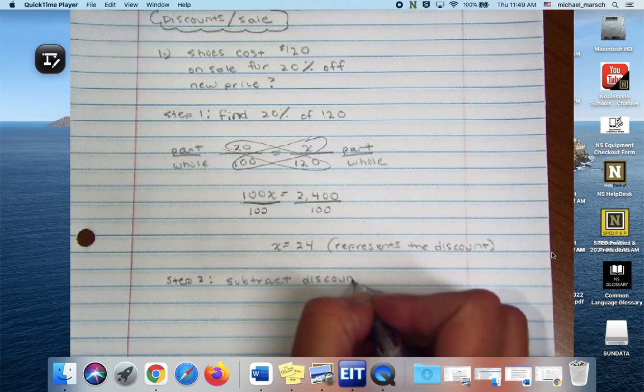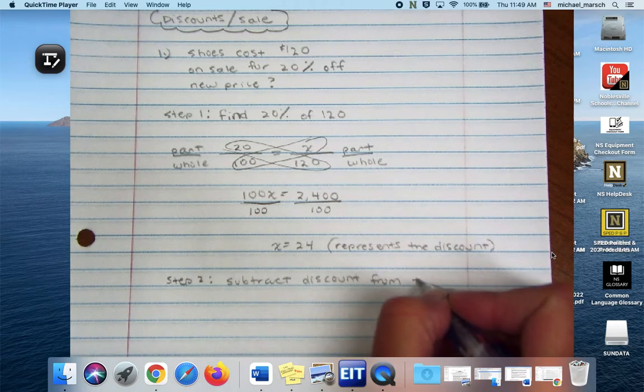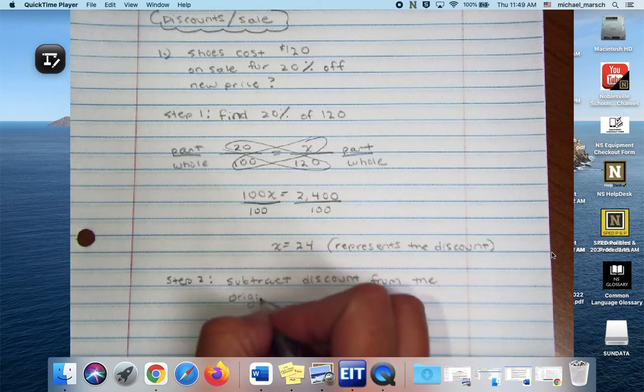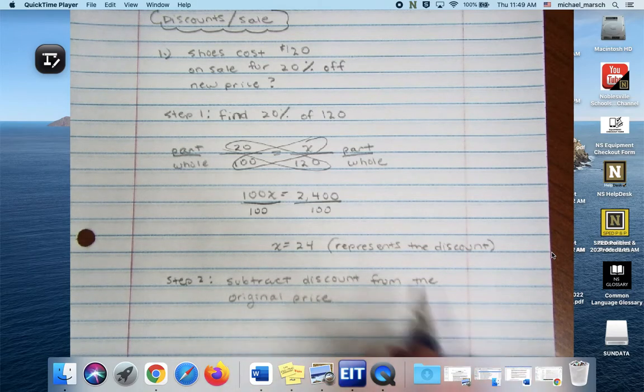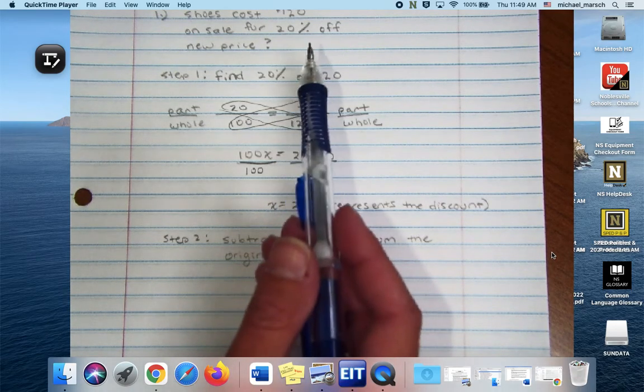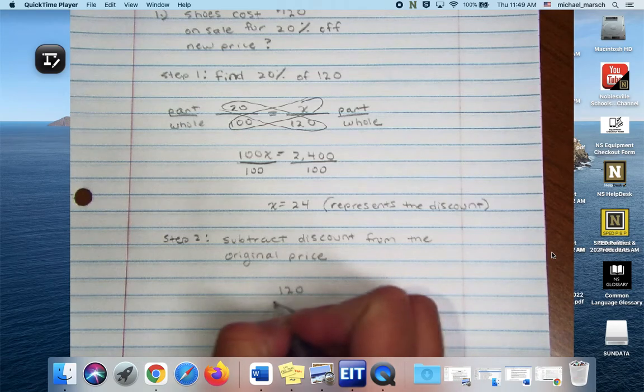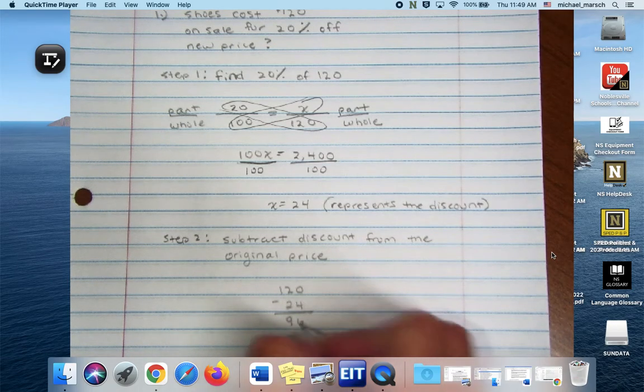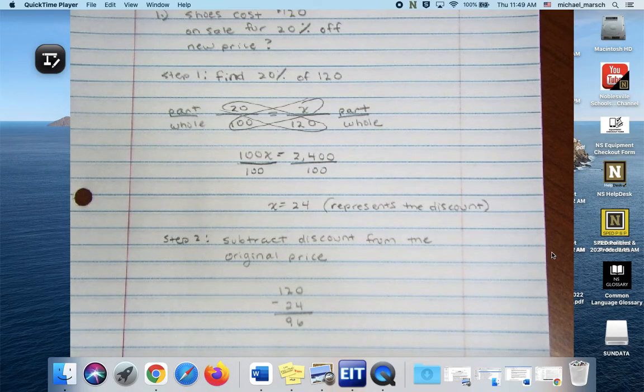We're going to subtract the discount from the original price. So we're going to take this discount and subtract it from the original price of the shoes. So it's going to be 120 minus 24. We get 96. So the new price is $96.